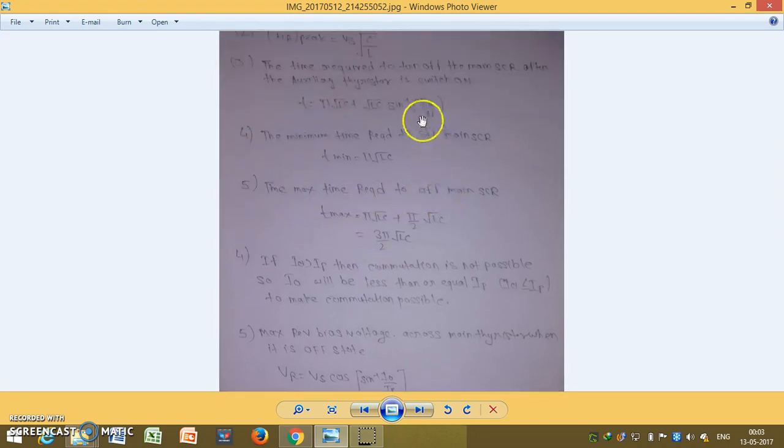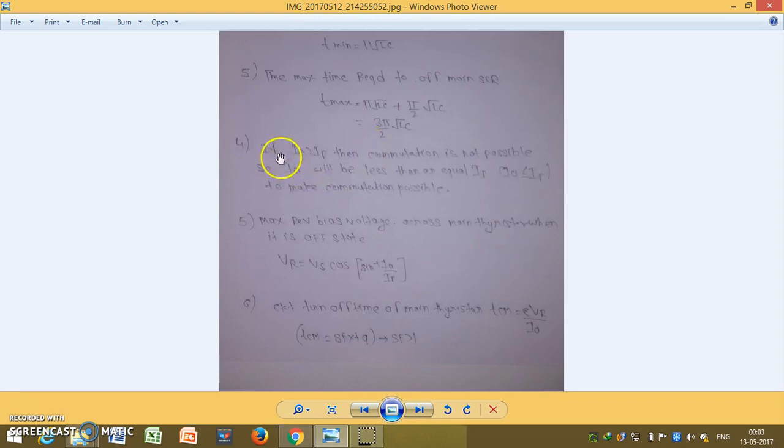And after that, the maximum time required to turn off the main SCR. Maximum time is when I0 by IP is 1, because the sin inverse of 1 is pi by 2. So pi by 2 under root LC. Pi under root LC plus pi by 2 under root LC, because the maximum is 1 when I0 equals IP. Sin inverse of 1 means pi by 2, so that is 3 pi by 2 under root LC. This is the maximum time.